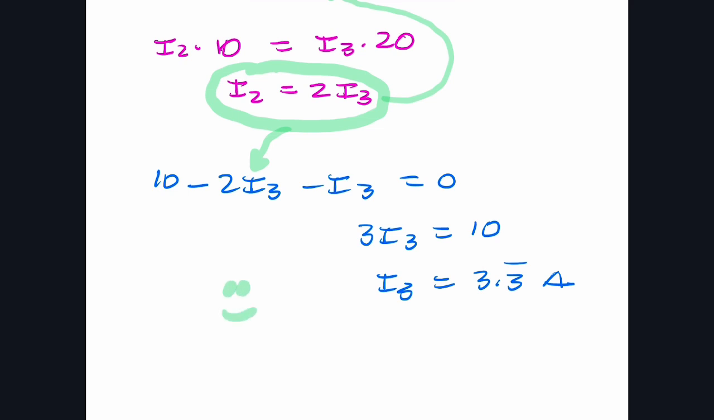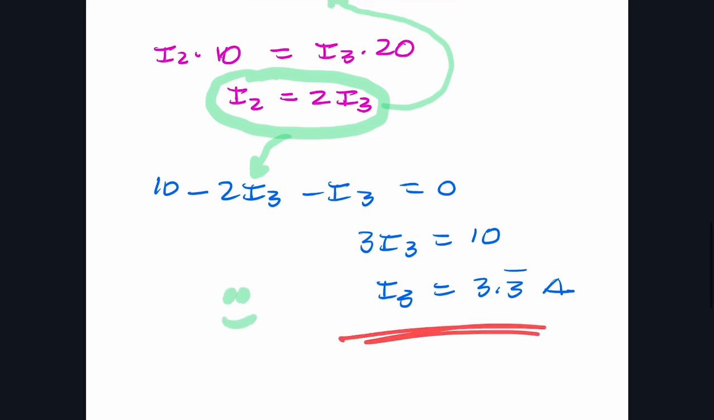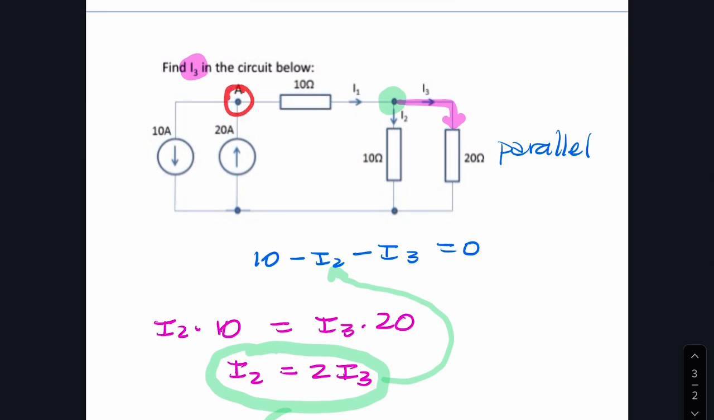So that's how you would answer a question like that. So it's Kirchhoff's current law twice, and then we use the fact that the potential difference across these two resistances is the same because they're in parallel.